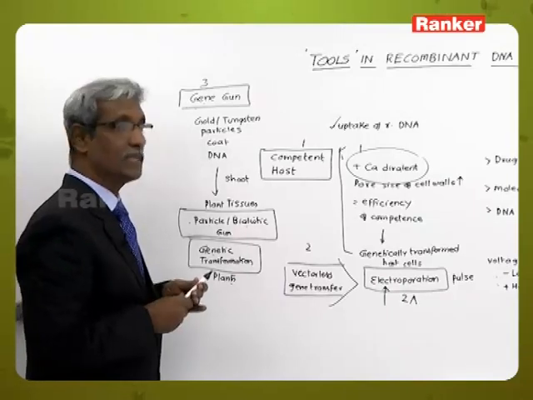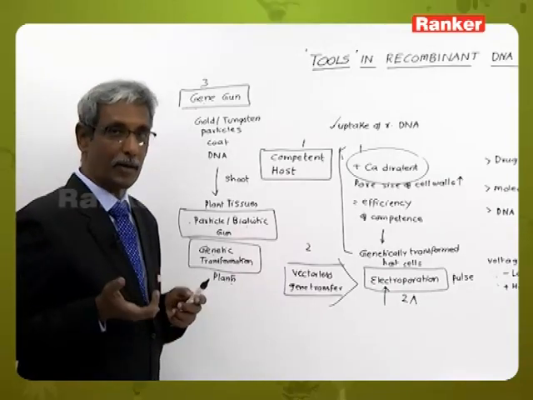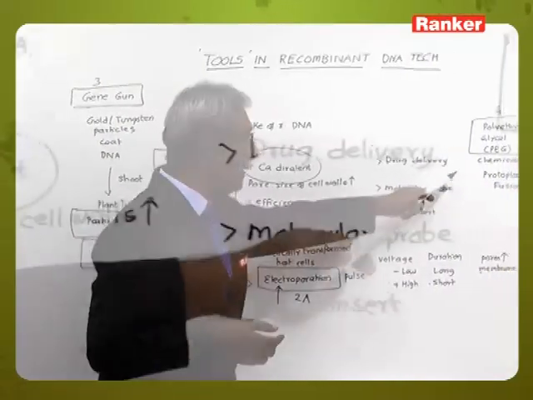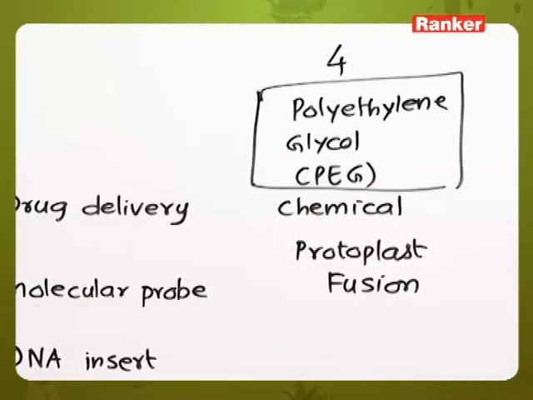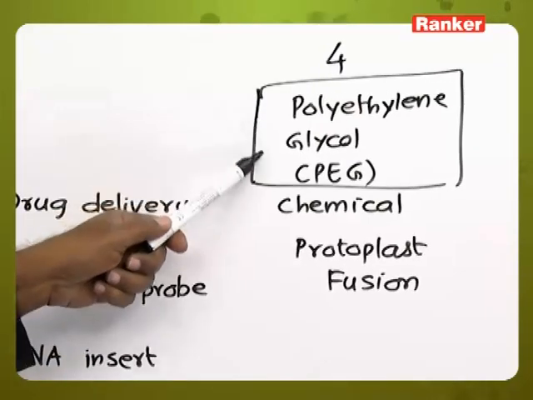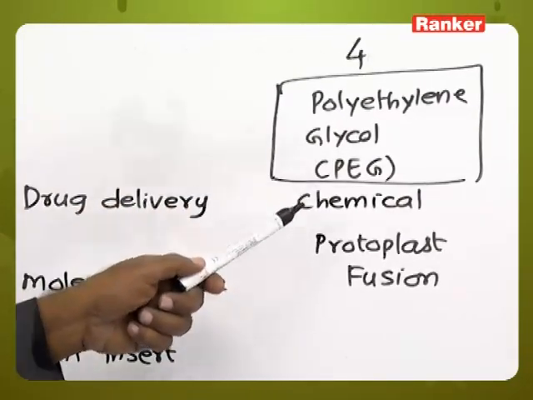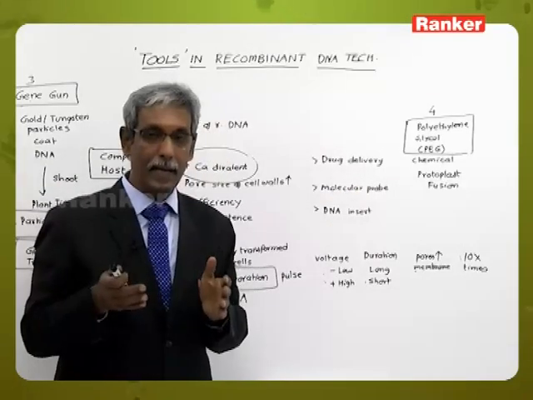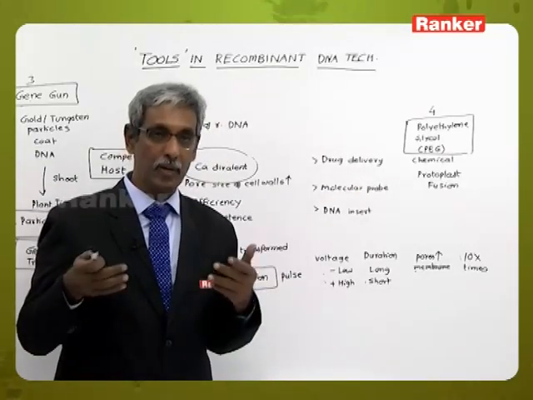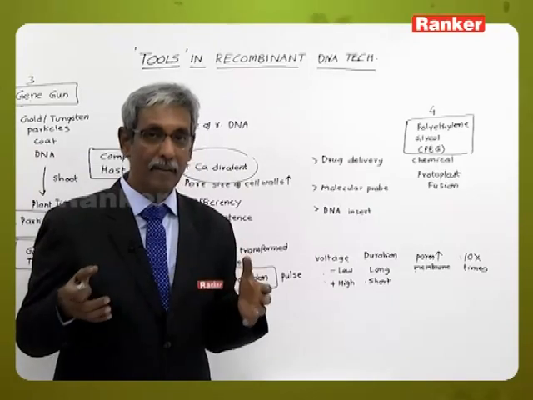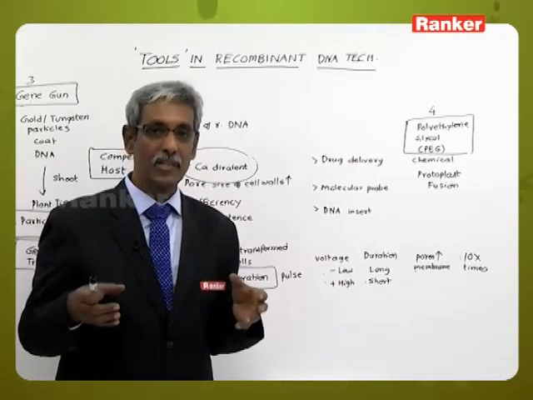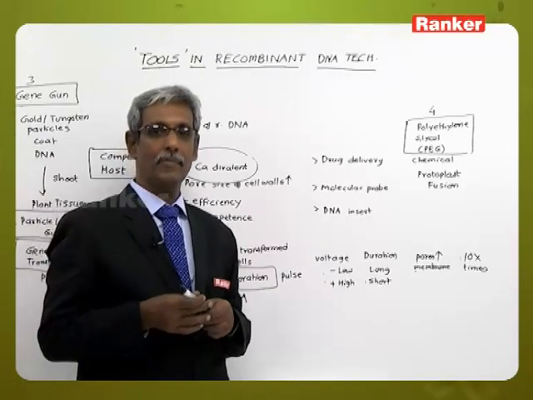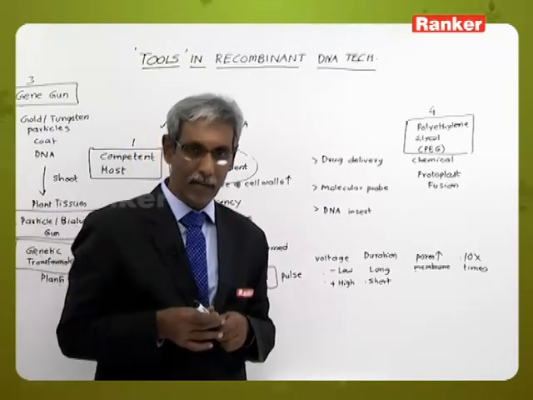In addition to this, whenever we want to take up a particular DNA, we also have chemical methods. The chemical method involves the use of a chemical termed polyethylene glycol, PEG. When we use polyethylene glycol, we can enable protoplasts to undergo naked protoplast fusion, and when there is naked protoplast fusion, there is a direct DNA uptake. So, direct DNA uptake by chemical methods is by means of polyethylene glycol.